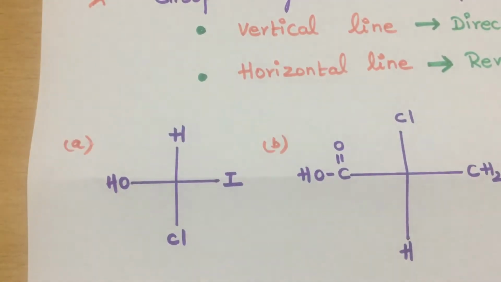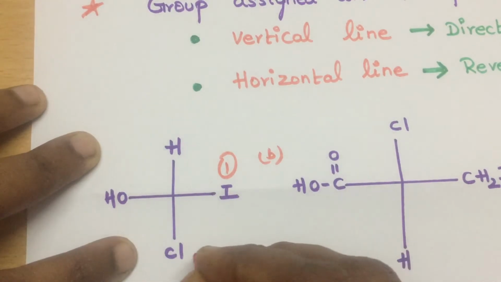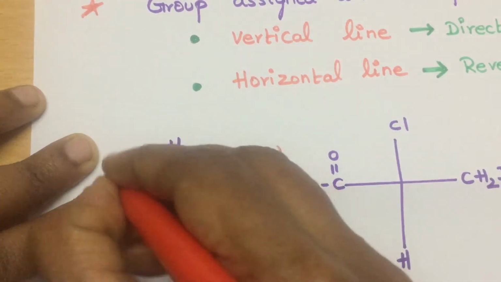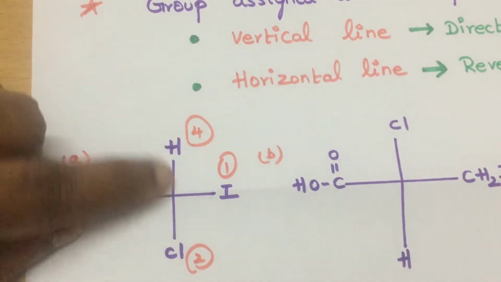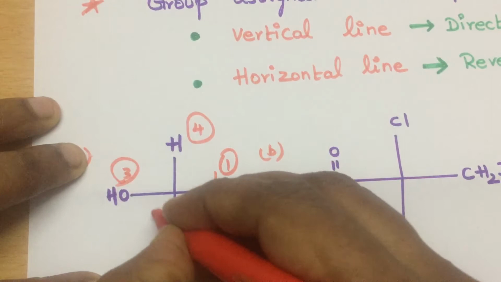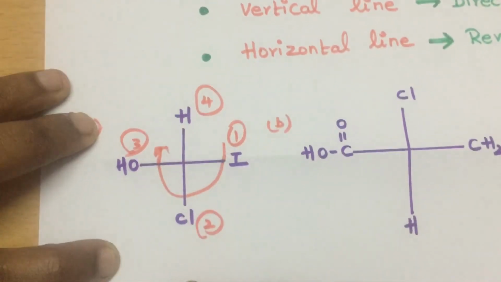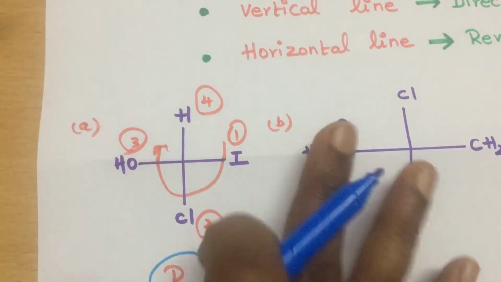Okay, so first let's assign the numbers. Here iodine gets the first priority and chlorine gets the second one, then 3, 4. The lower priority group is in the vertical line, so no problem. So what is the configuration here? It is clockwise direction, direct configuration. So the configuration is R here.